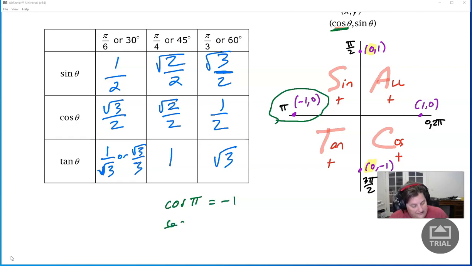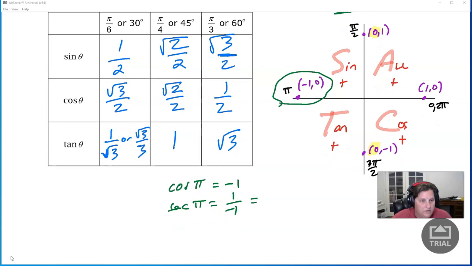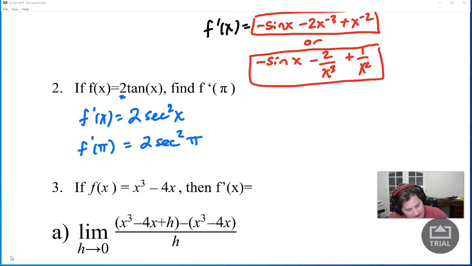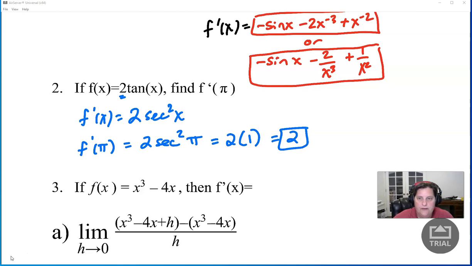Now to find the secant of pi, it's the reciprocal of that. If you think about that, what's 1 over negative 1? Well, 1 divided by negative 1 is negative 1. Now I need to do secant squared of pi. So I'm just taking that and squaring it, which gives me 1. So secant squared of pi is 1. I'm getting all that from my trig chart. So I come over here and I say, okay, this is 2 times 1, which is 2.